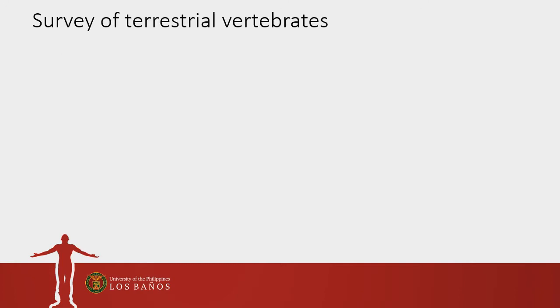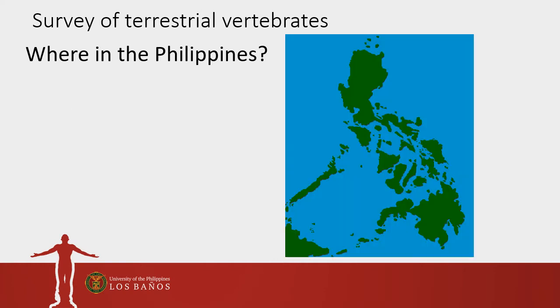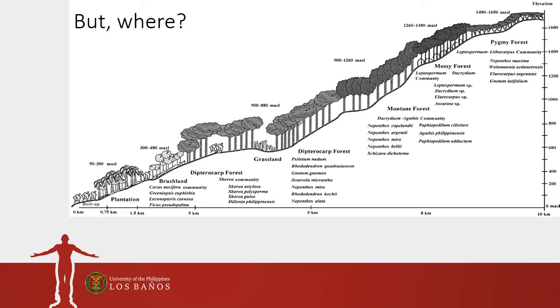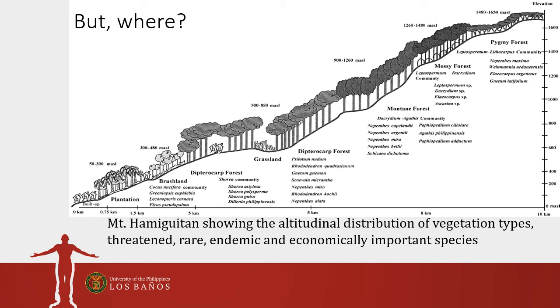For the survey of terrestrial vertebrates, we also identify the biogeographic zone, or more specifically, the Pleistocene aggregate island complex where our sampling area belongs. Identify also the elevation and predominant forest formation. Some areas have unique forest types, like the pygmy forest of Mount Hamigitan.